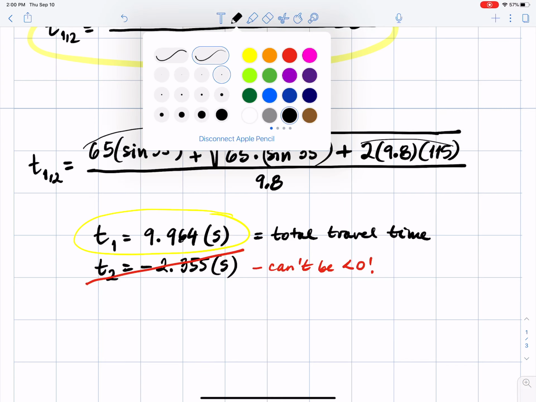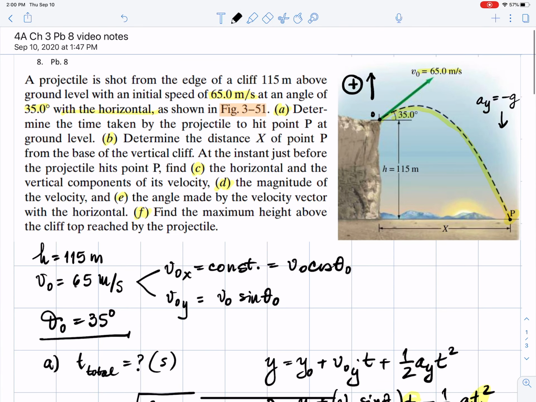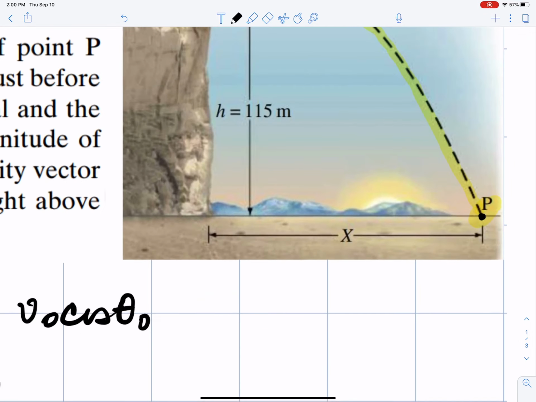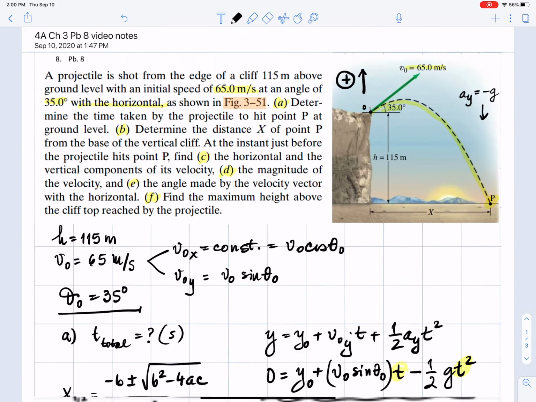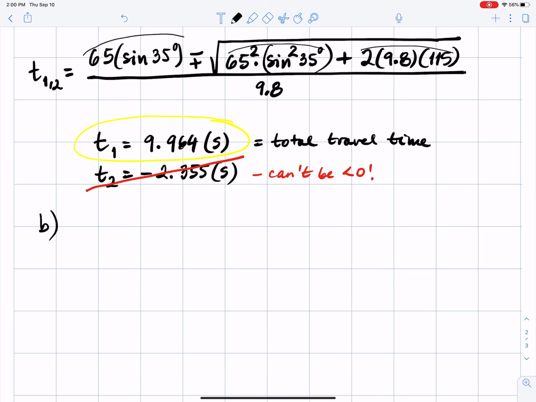Now, part B. Let's see what part B requires. If you look here at part B, they ask you to determine the distance x of point P from the base of the vertical cliff. In other words, they ask you how much this range is. As you notice today, when you learn all the formulas, this part is actually very easy. The range, or delta x, or simply x, is the velocity on the x-axis times the total time of traveling. Vx being constant, that is v naught cosine of theta naught, your velocity on the x-axis, times the time that you just calculated in part A.